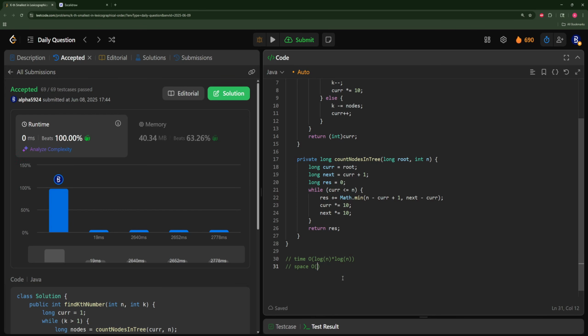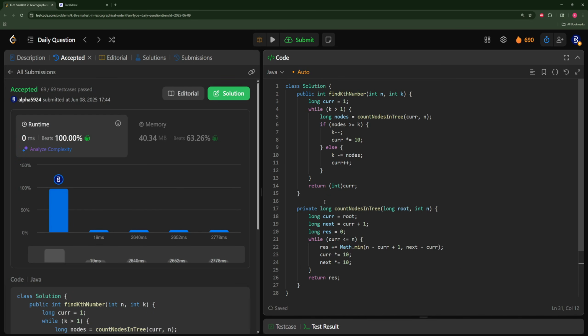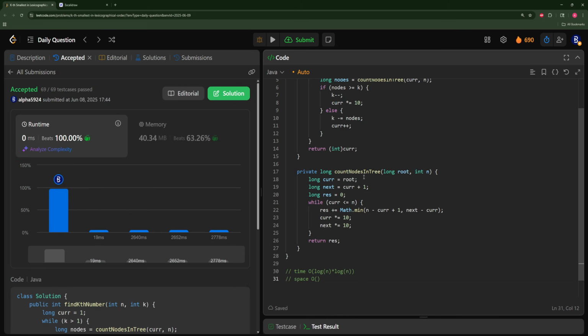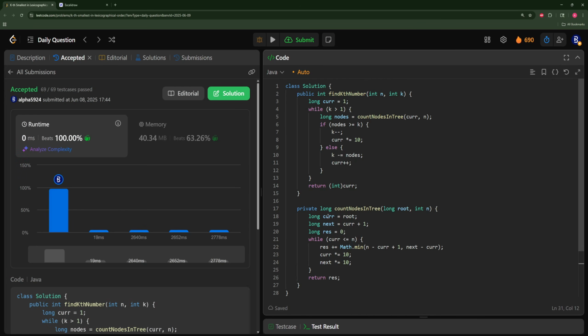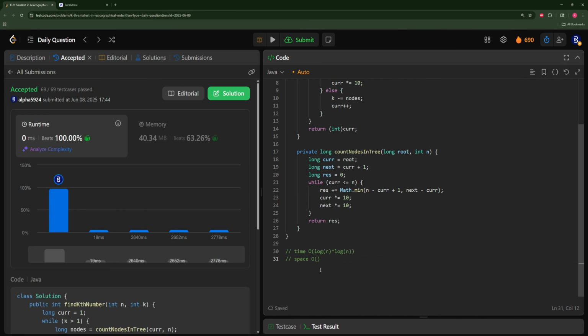And then let's see the space. So we don't have anything. There isn't even recursion here, right? So it's literally just O(1). We don't have a recursive counter, so it's just O(1).